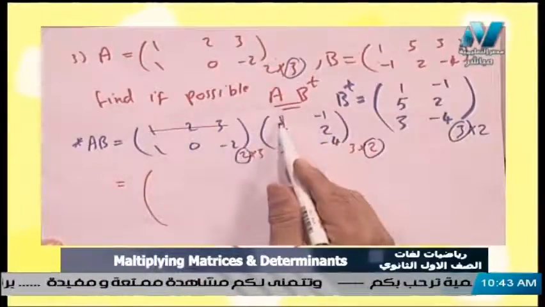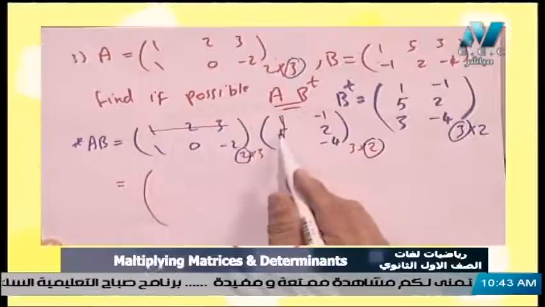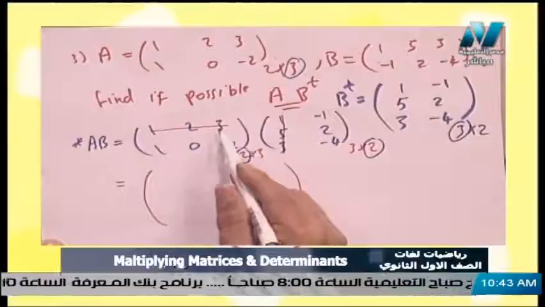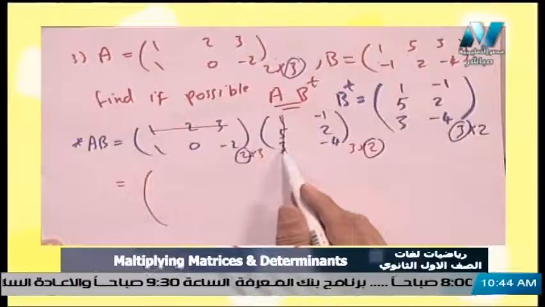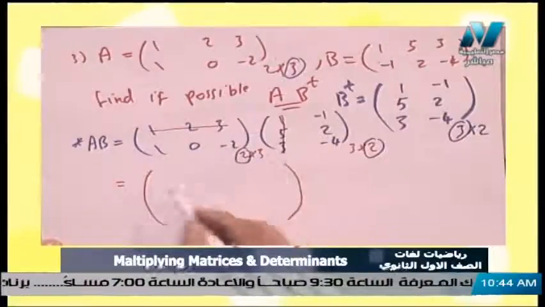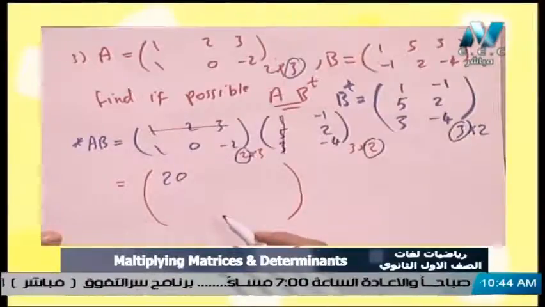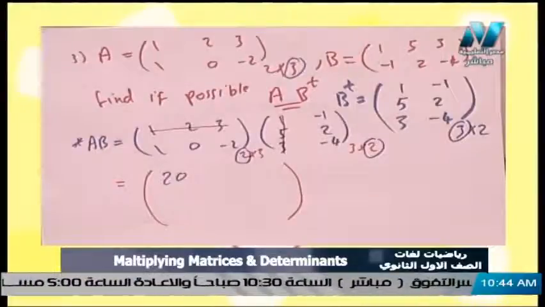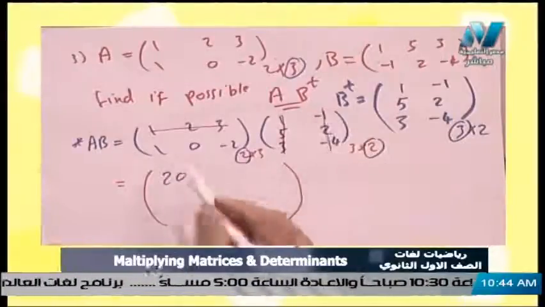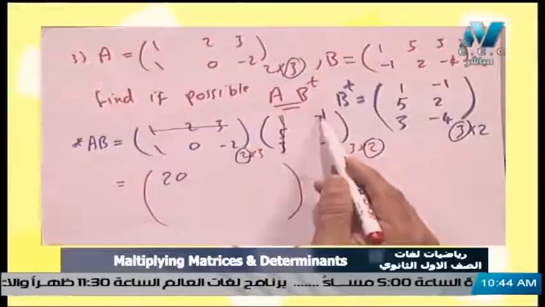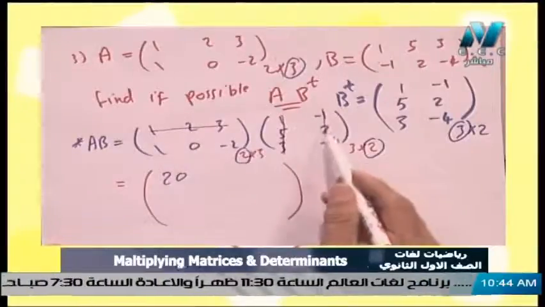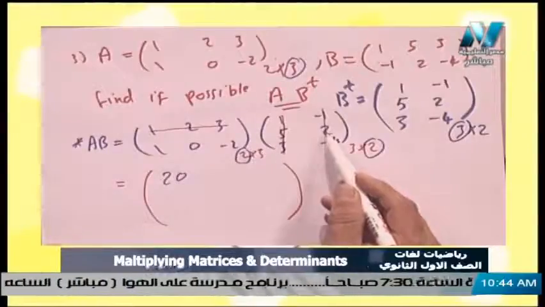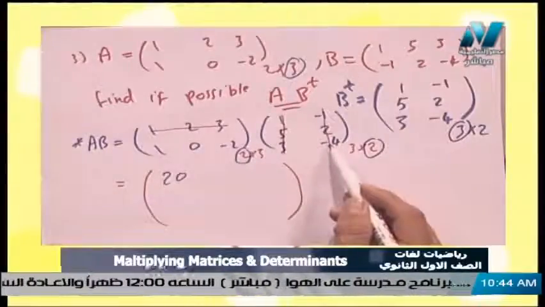1 times 1 plus 2 times 5 equal 10, plus 1 equal 11. 3 times 3 equals 9. 9 plus 11 equal 20. This row multiplied by this column. 1 times negative 1 equal negative 1. 2 times 2 equal 4. 4 plus negative 1 equals 3. Plus 3 times negative 4 equal negative 12.